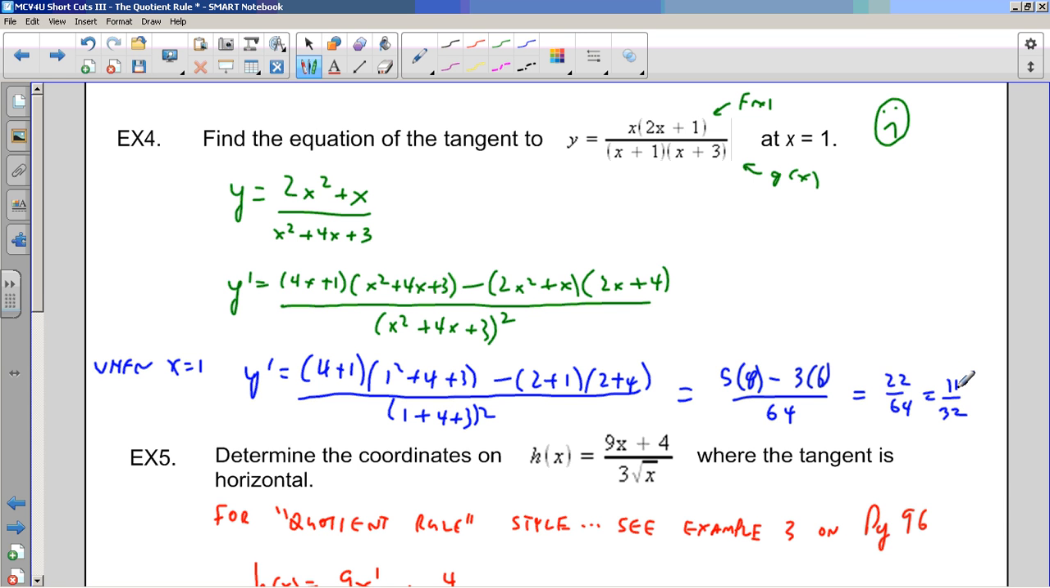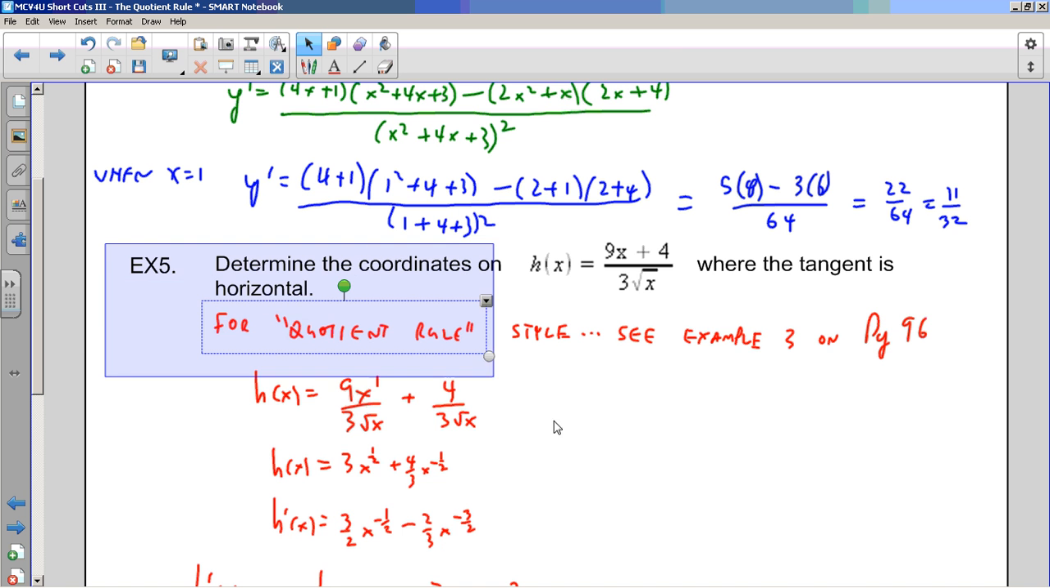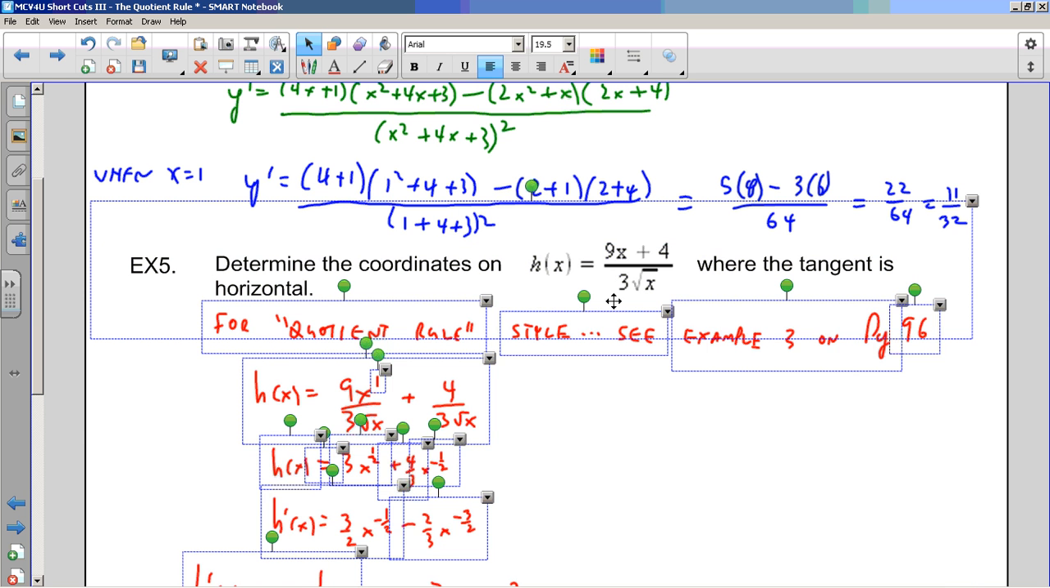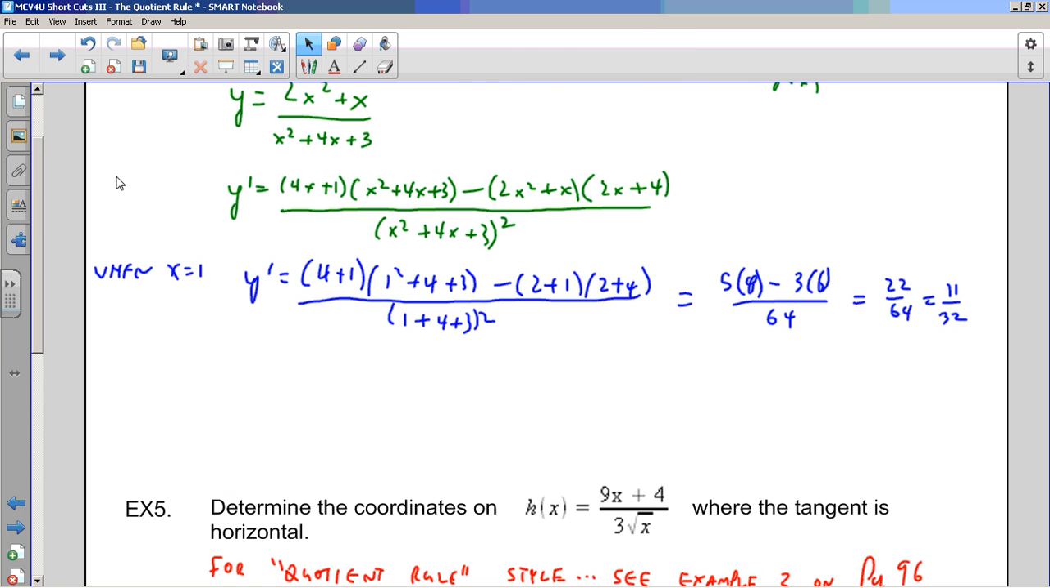Check my notes, see if I got 11 over 32. Find the equation. Oh, isn't that fun? Because we've got more work to do. I started this earlier, so I'm going to have to move it down. Smartboard magic. So that's my slope.